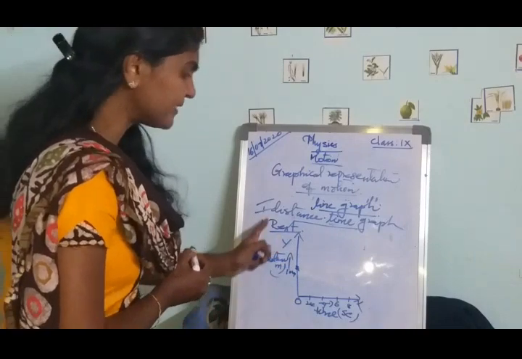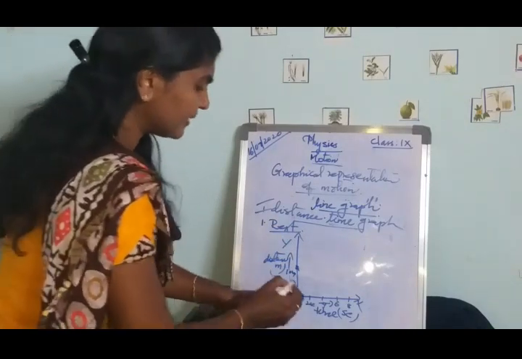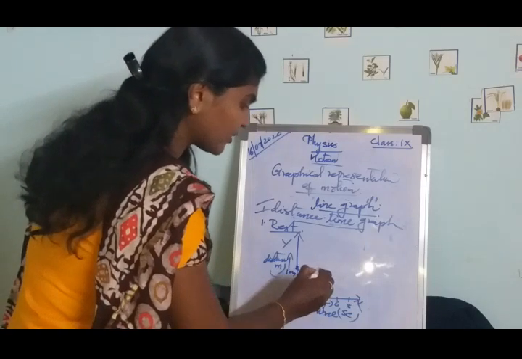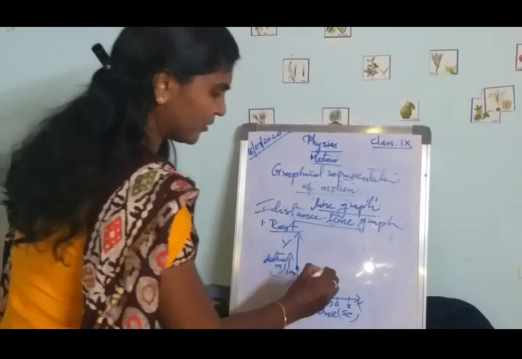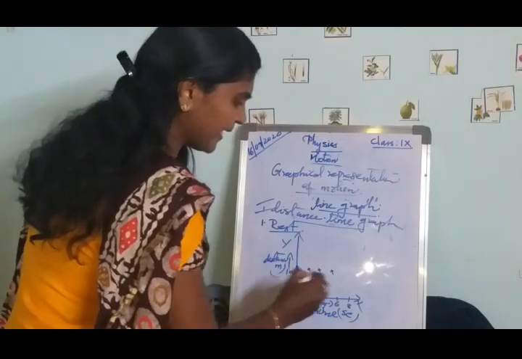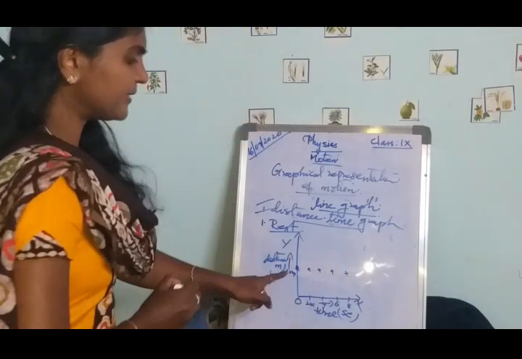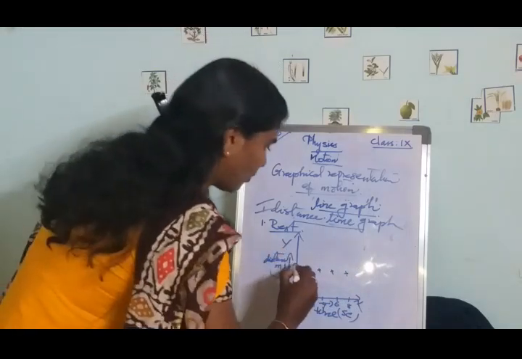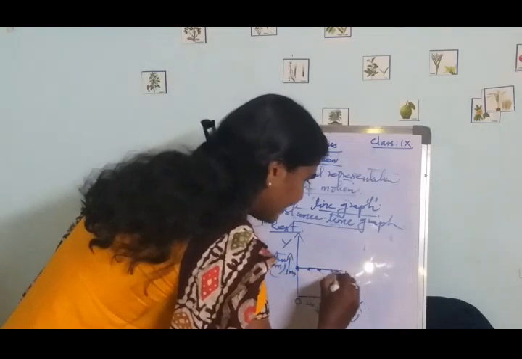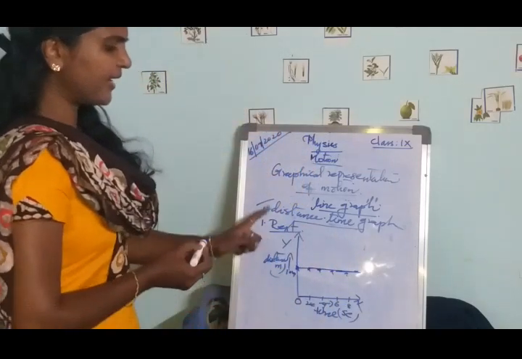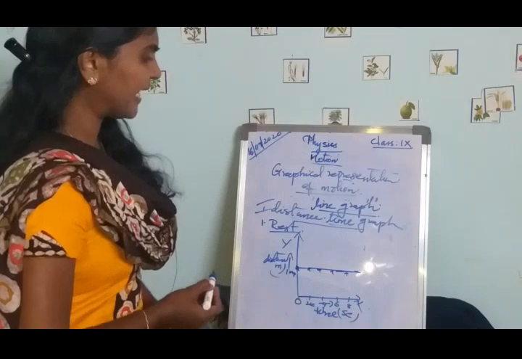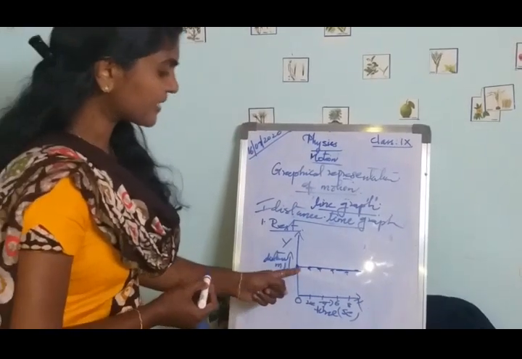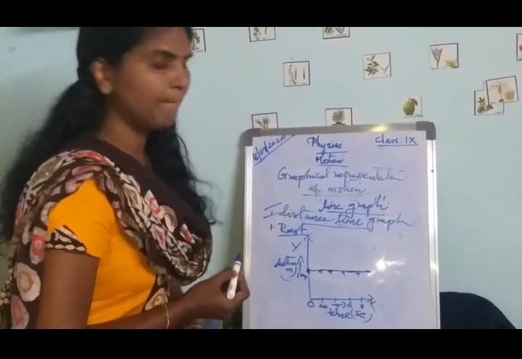Also, it is at rest. After 2 seconds its position remains the same, and at 4 seconds also it does not change its position. At 6 seconds also, and at 8 seconds it remains at 10 meters from the origin. Then we can connect all these points by a line. This is the distance time graph for an object at rest. That means it does not change its position as time passes.